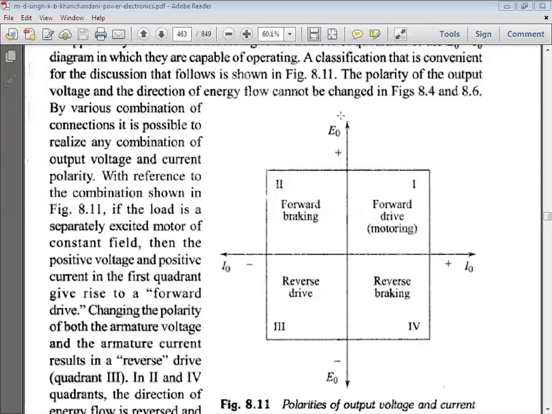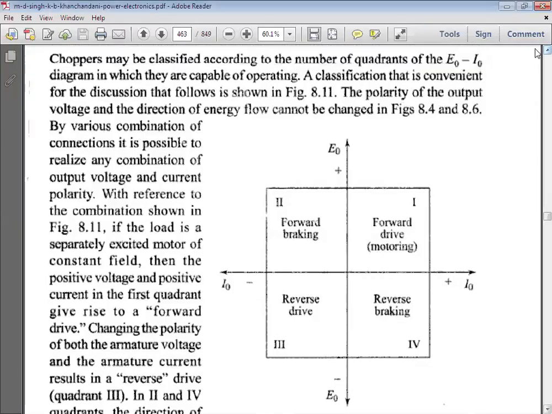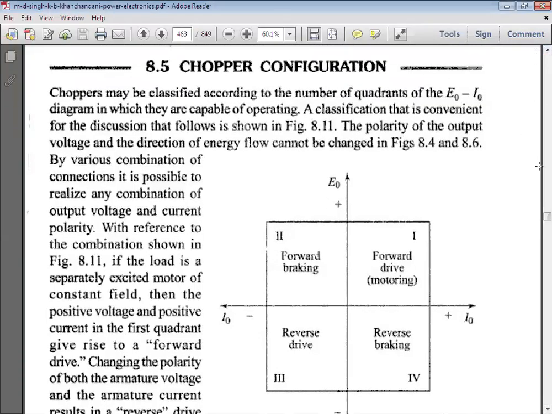Hello friends. In the last lecture we have seen the step up chopper, then the combination of step up and step down choppers, then some control strategies. So today we are going to study these configurations in detail.